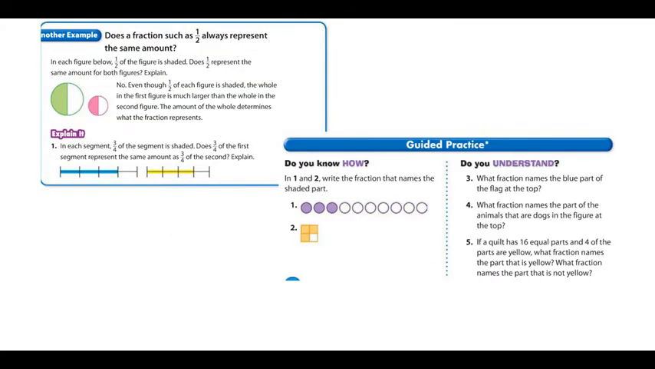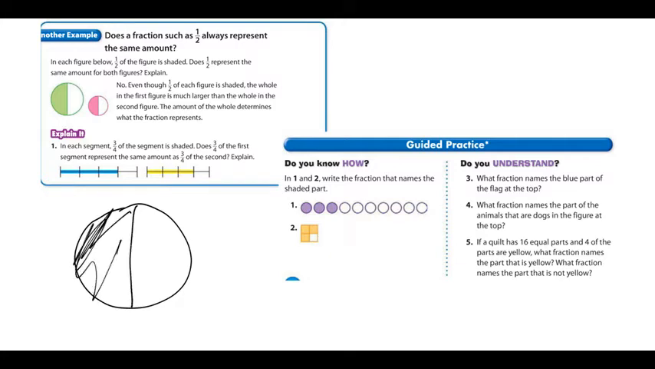Okay, now look in your book at another example on page 220, and it says, does a fraction such as 1/2 always represent the same amount? Okay, well you can just see from this picture right here that 1/2 can be any size. So I could draw one this big, a pizza, let's say, divided in half. It's still 1/2. So 1/2 means 1/2. It's always going to be 1/2 of a whole, but the whole can always be a different size, or it'll probably never be the same size.